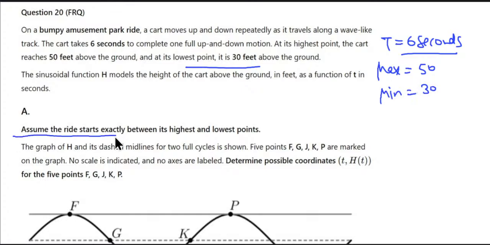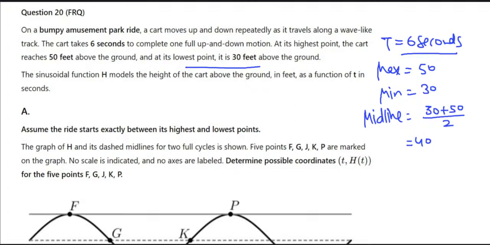They're saying that the ride starts exactly between the highest and the lowest points. That's a fancy way of saying it starts at the midline. And the midline is nothing but the average of the maximum and minimum value. So (30 + 50) over 2, which is 80 over 2, which is 40 feet over here. That's where it starts. All right.